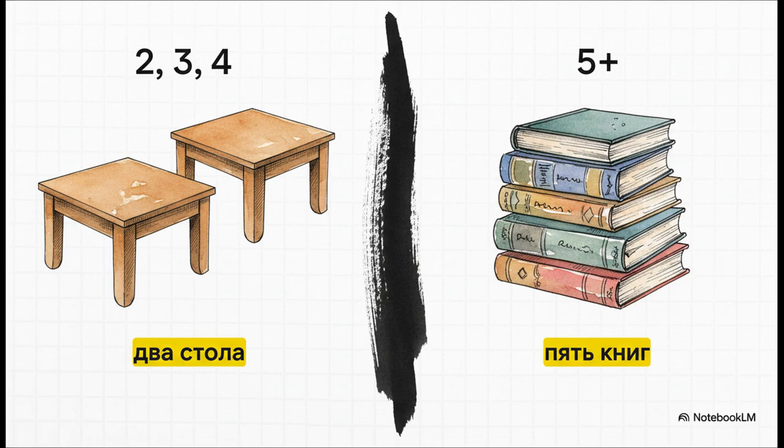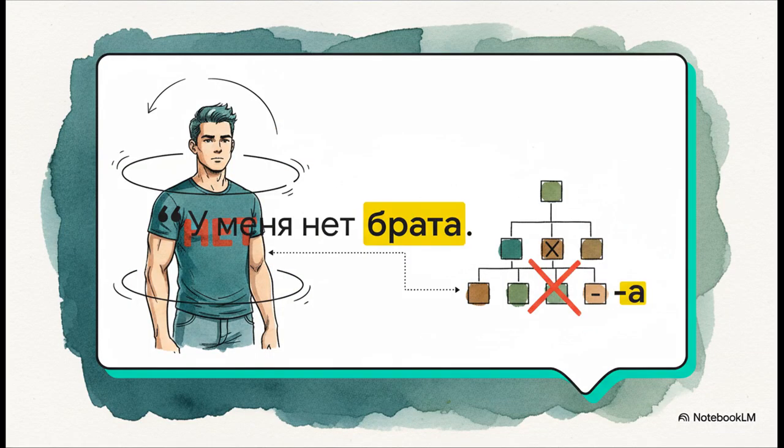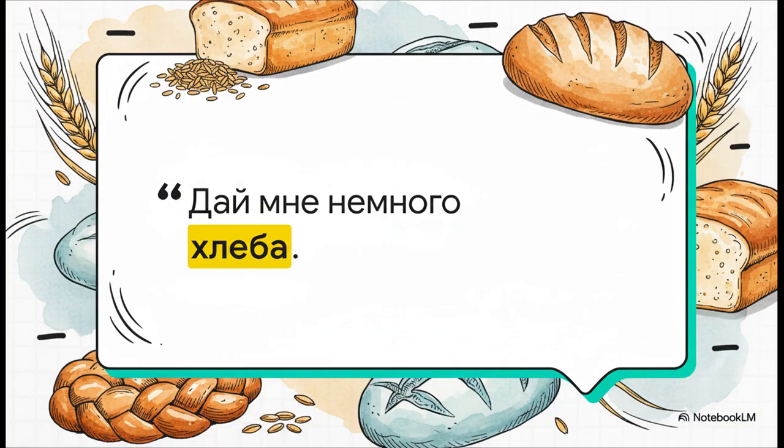You've got this. All right, you've seen the rules, you've seen the main uses, so you know what that means. It's time to practice. This is where we really make it stick. I'm going to say a phrase, and I want you to repeat it right after me. Ready? It's your turn to shine. Okay, first one. Let's say, I don't have a brother. Remember that negation rule? The word for brother, brat, becomes brata. So the whole sentence is, У меня нет брата. Your turn.